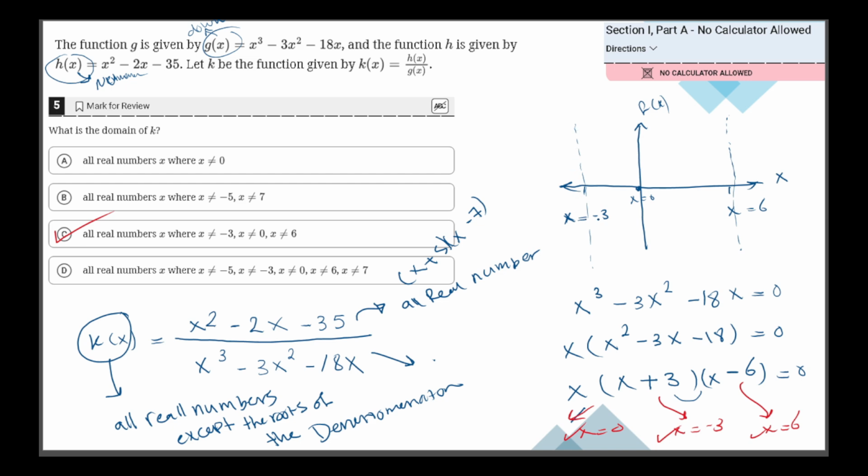At x equals negative 3, x equals 0, and x equals 6, there will be a vertical asymptote. So the function will not touch it. I don't know the shape, so we will go to Desmos and find the shape. k of x will not touch the vertical asymptote. Let us go to Desmos.